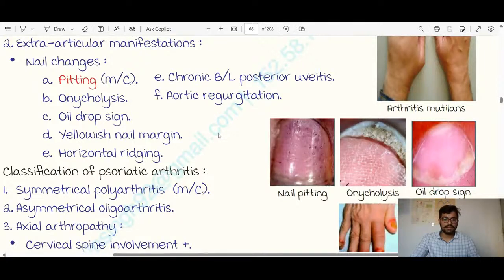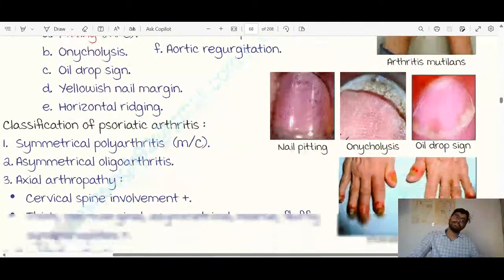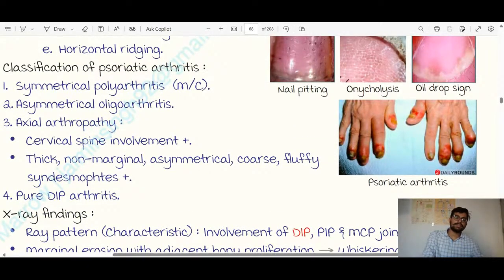Extra-articular, we will talk about extra-articular. Nail changes: here nail pitting will take place. Most commonly, another is onycholysis, which will be seen here. The oil drop sign will be seen. Yellowish nail margin, horizontal ridging, chronic bilateral posterior uveitis, aortic regurgitation. These all are features of the nail changes in psoriatic arthritis.